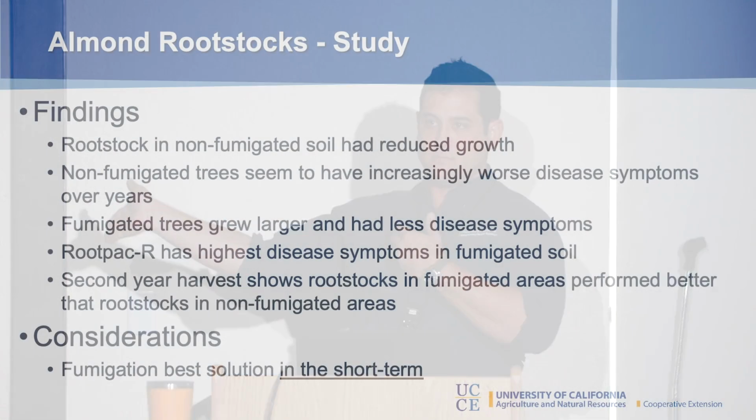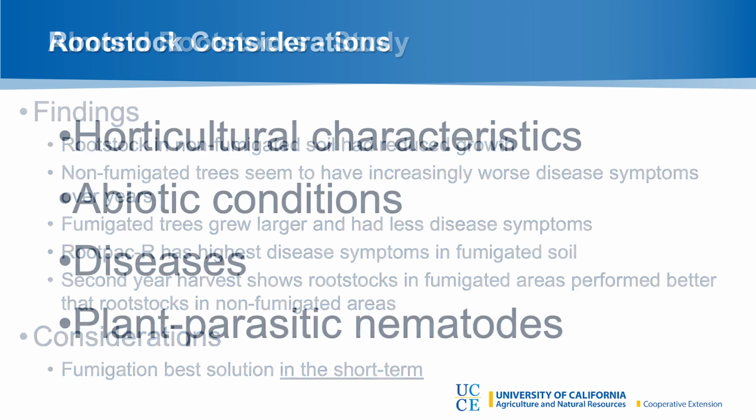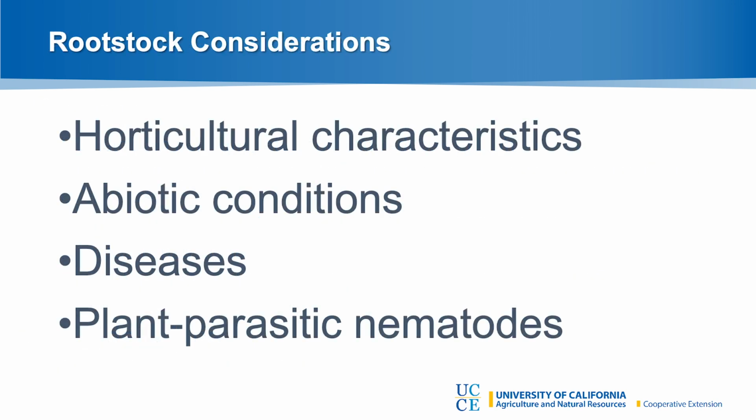in the longer term. And if you're curious about these ones in general, rootstock R had the highest disease symptoms, both. It was generally the worst performing one. So again, fumigation is the best solution in the short term, but after 5 years, its effects are significantly reduced, so what you're left with is other management, either post-plant chemical controls or the rootstocks and how well they interact with that. So as I mentioned, rootstocks have various characteristics, okay?